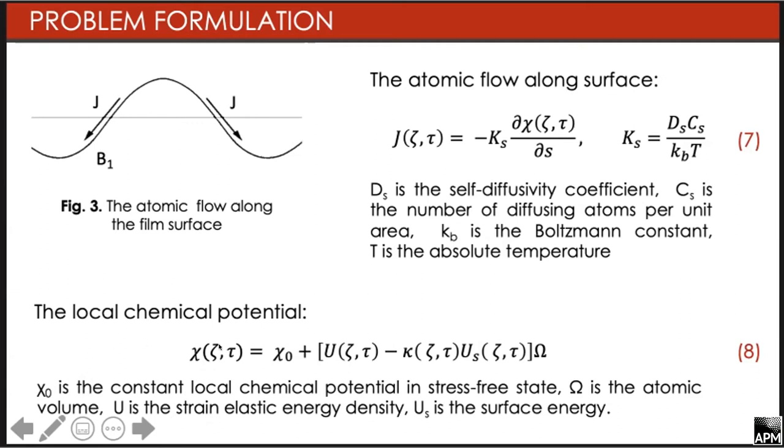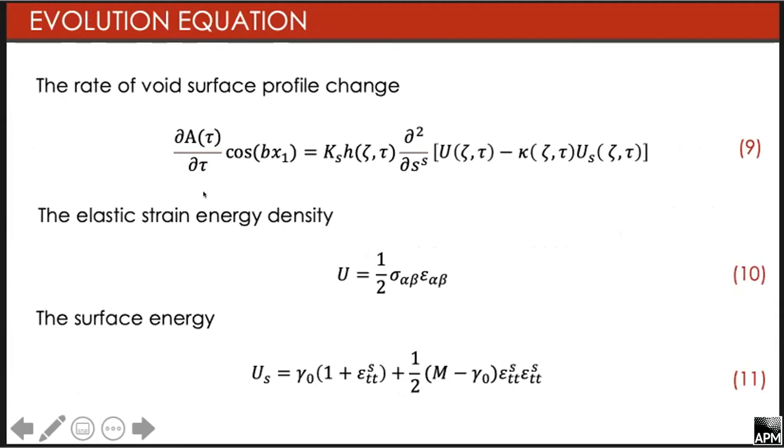The chemical potential is written in form 8. Here U is the elastic strain energy density, kappa is the surface curvature, and U_S is the surface energy density. After that, from the mass conservation law, we obtain the change of surface profile amplitude in the form of the following evolution equation, equation 9. The elastic strain energy and surface energy are defined by formulas 10 and 11. Thus, in order to integrate the evolution equation, we come to the problem of defining the stress-strain state of the film coating.